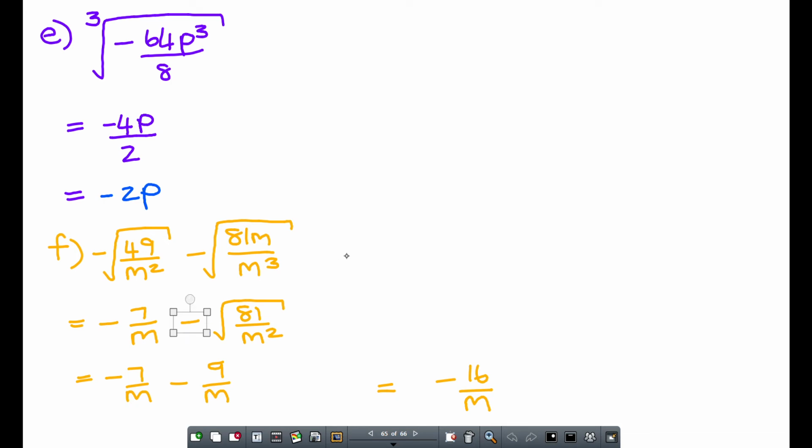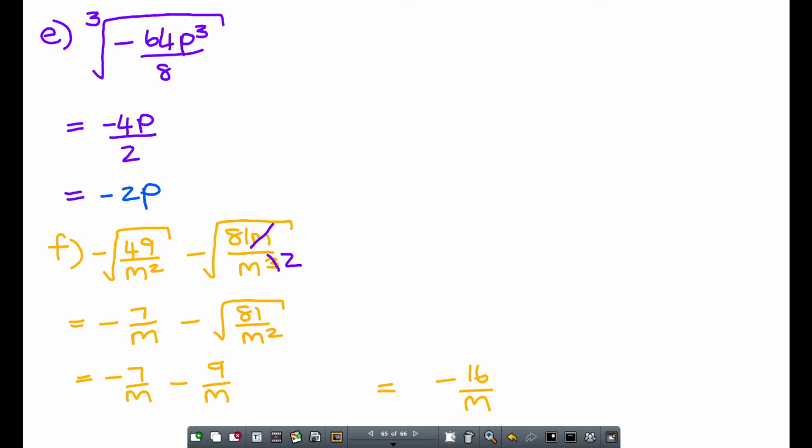Now, over here, I've got square root of 81m over m to the power 3. But can I get square root of m? No. Can I get square root of m to the power of 3? No. But what I wanted you to see is that I could actually cancel out that m with one of these m's. And that's how I get to the next step of 81 over m squared. Does that make sense to you guys?